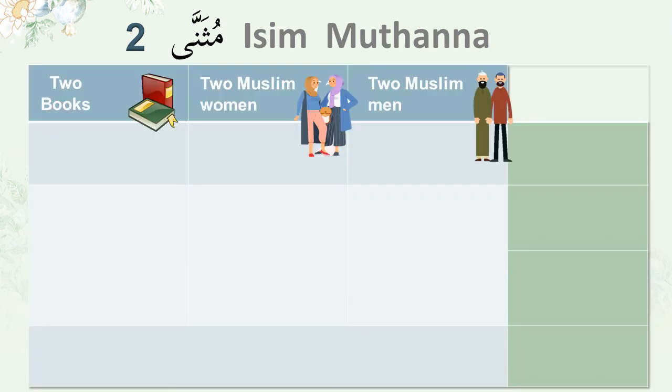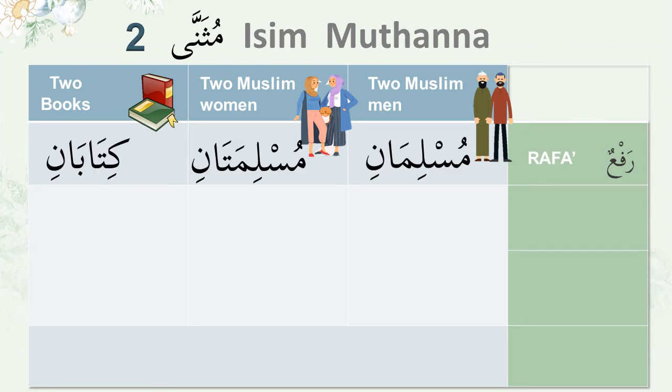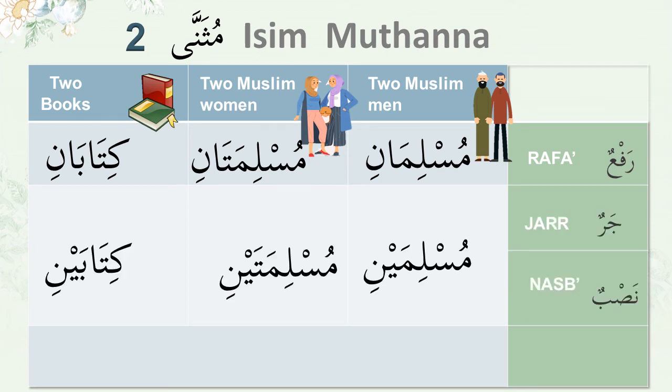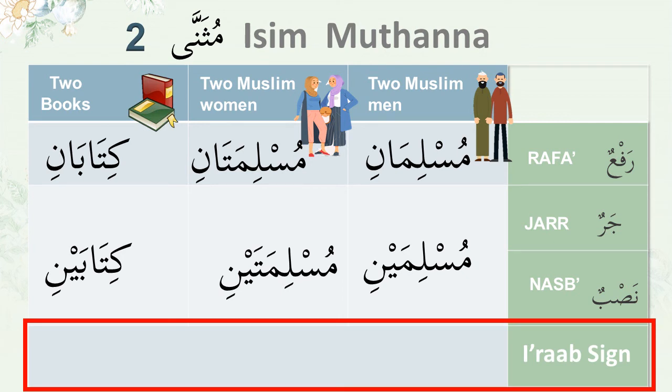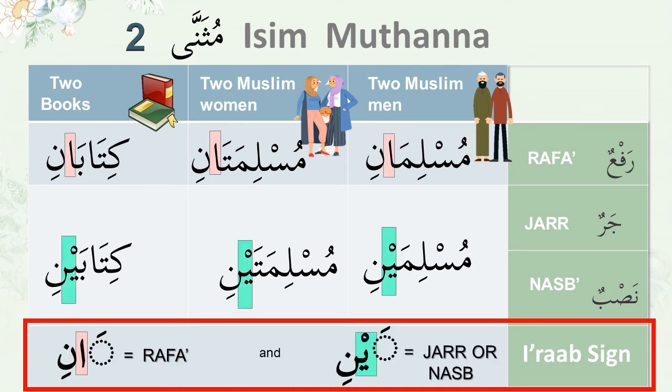We'll take an example of 3 words which mean 2 books, 2 Muslim women, and 2 Muslim men. When the suffix is ani, as in kitabani, muslimatani, and muslimani, these isim are all rafa. When they're jar or nasab, these words become kitabaini, muslimataini, and muslimaini. So, the i'rab sign in isim musanna is the alif in ani for rafa and the ya in aini for nasab and jar.